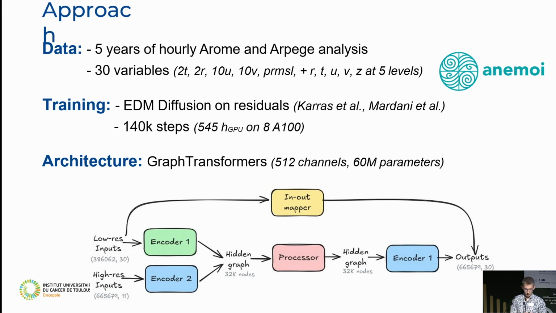And to do so, we train graph transformers that operate over this kind of standard encoder, processor, decoder architecture. The only specific thing is that we have two different encoders, one that gets input from the low resolution grid here, and one that has inputs at the high resolution that are forcings, such as the orography or the presence of the sea or not.